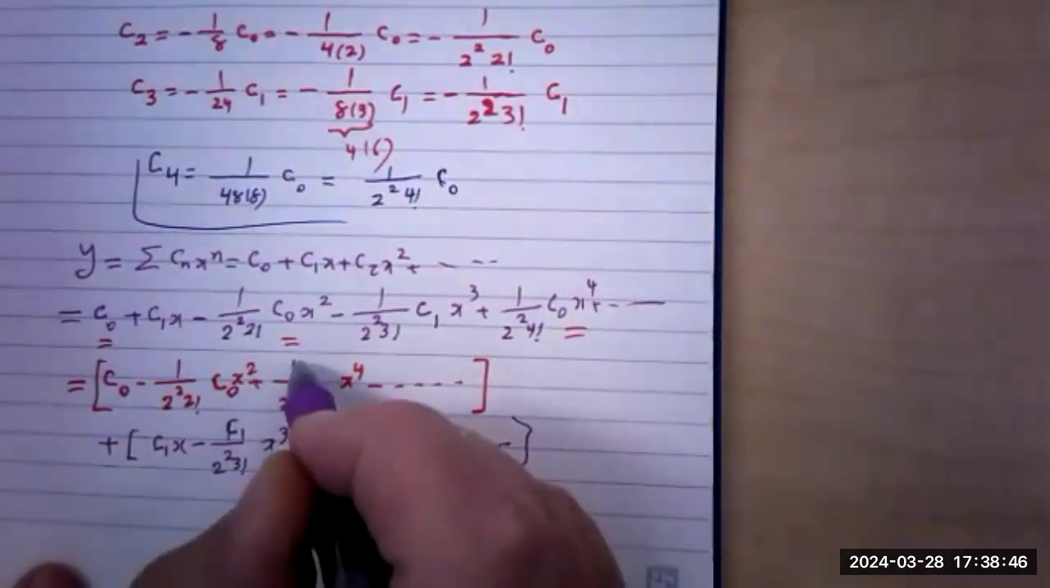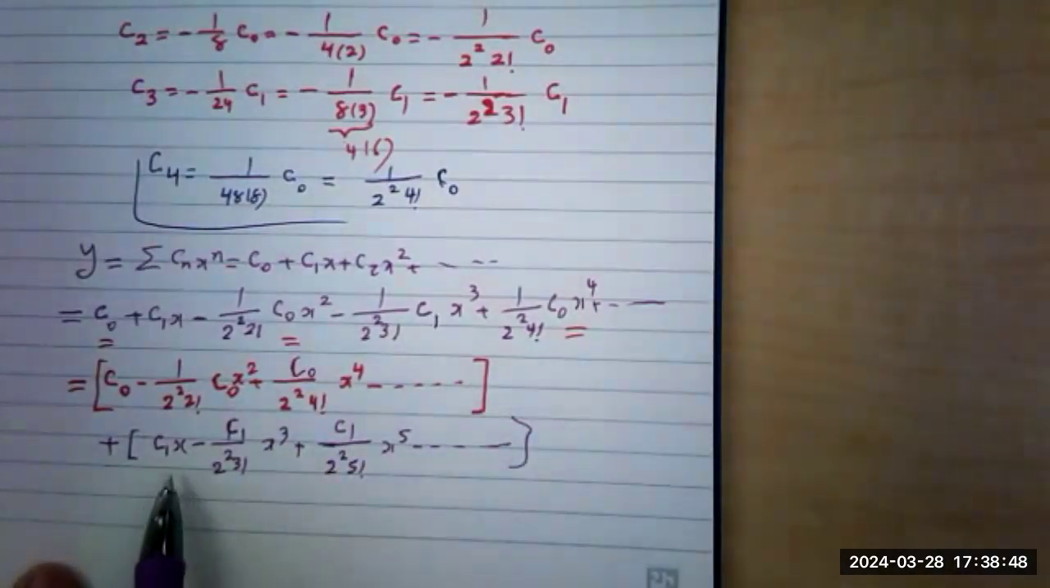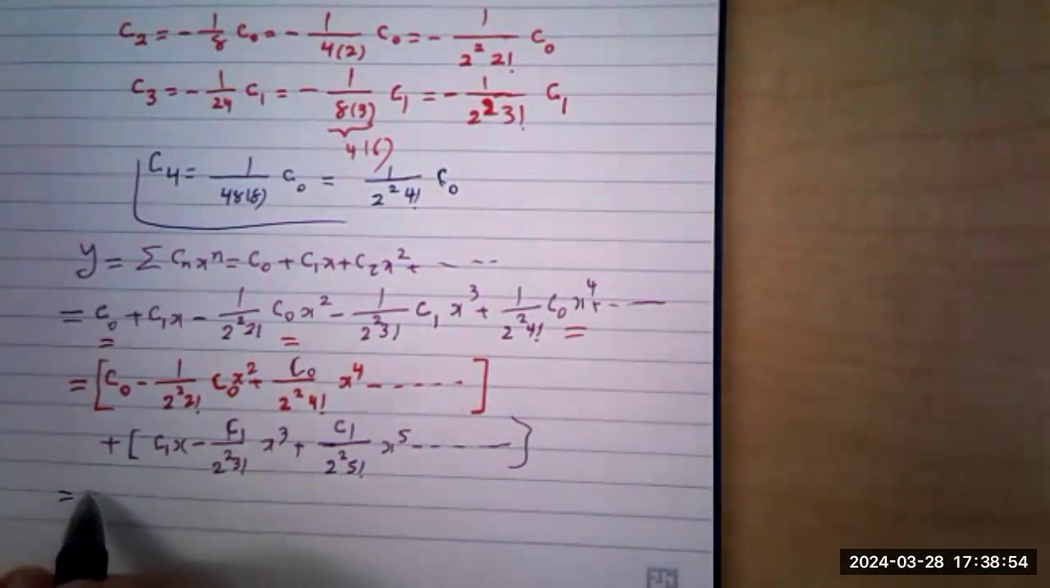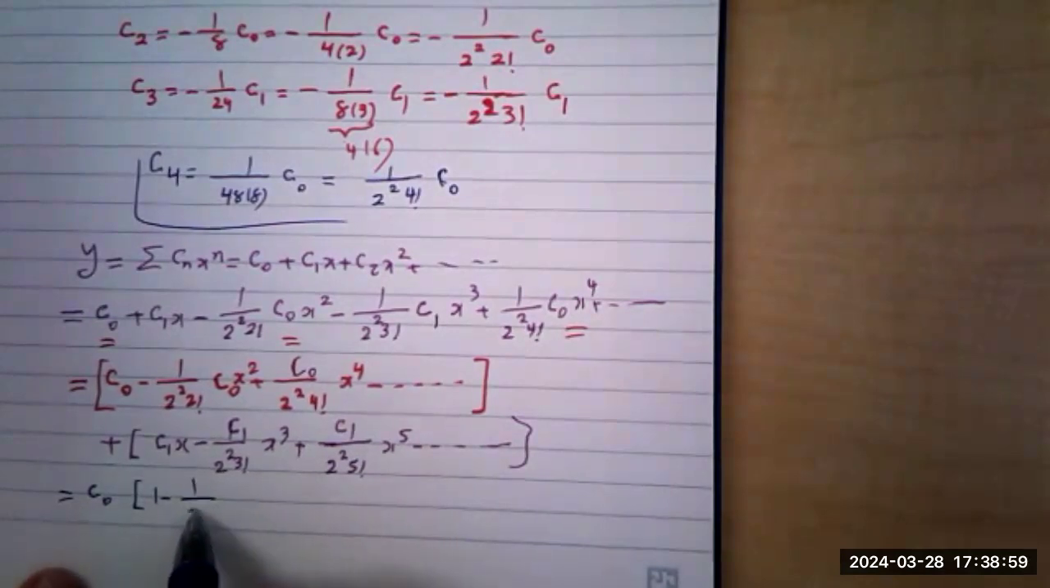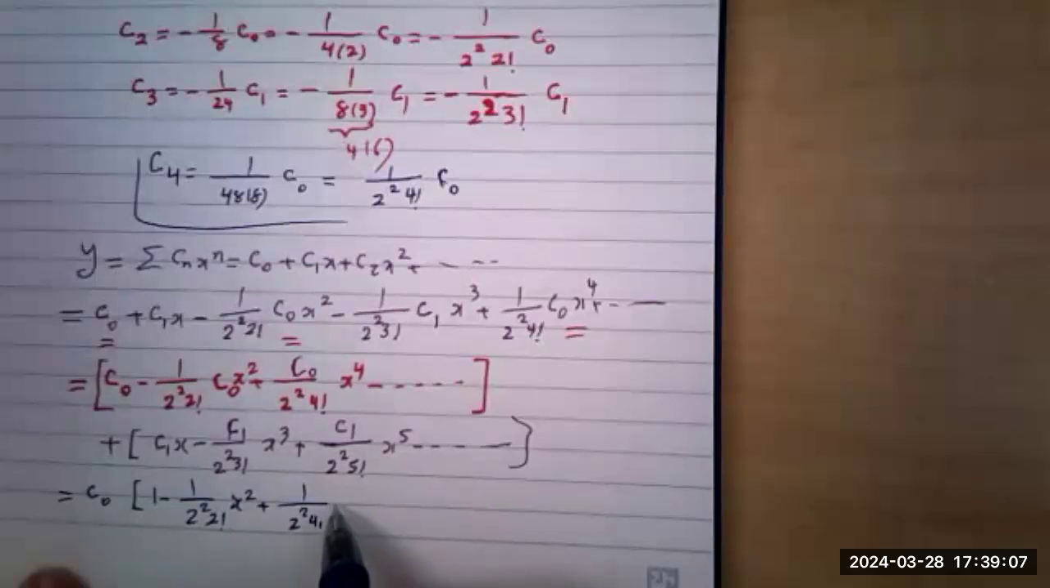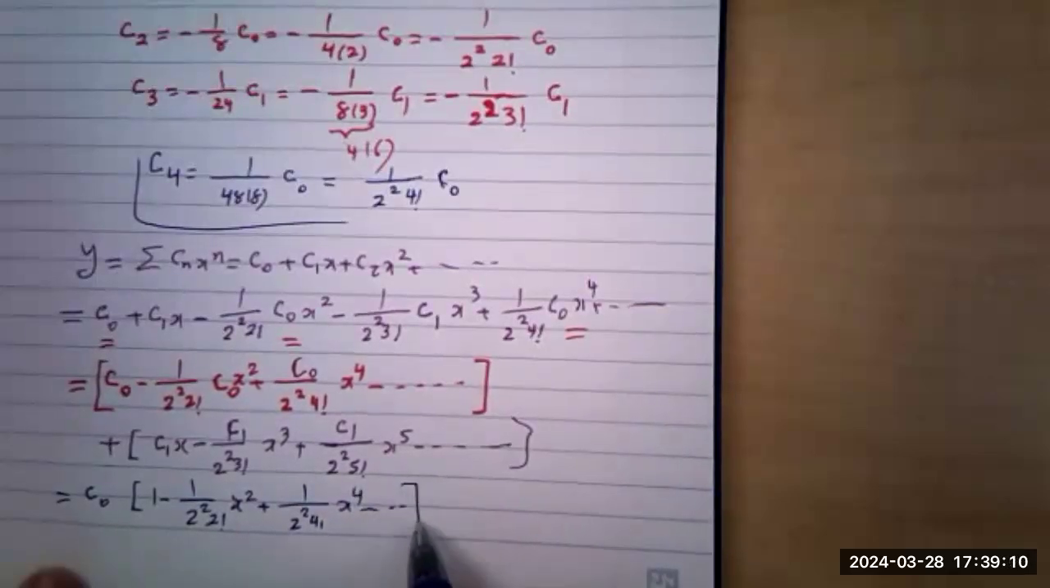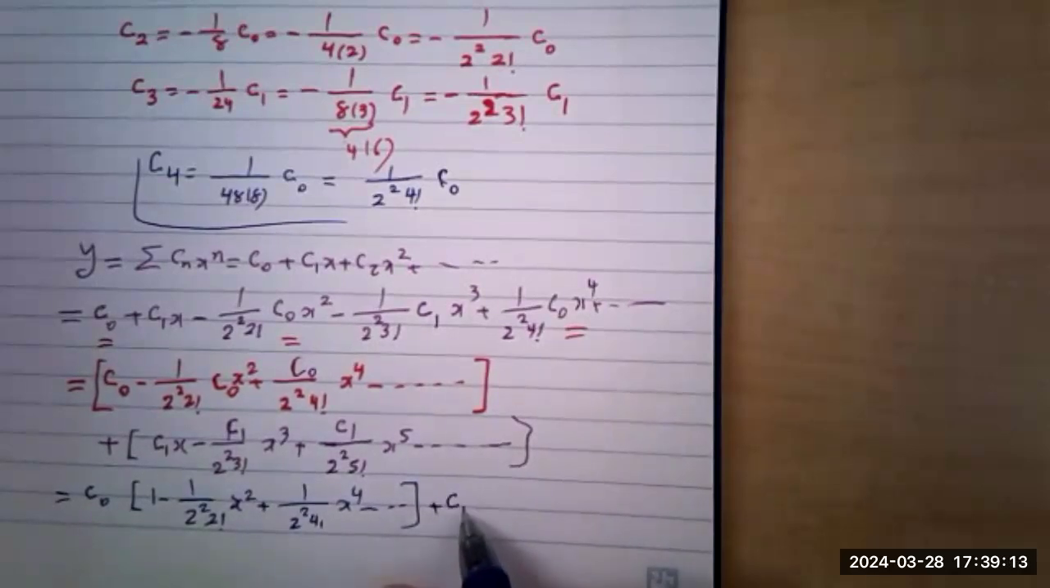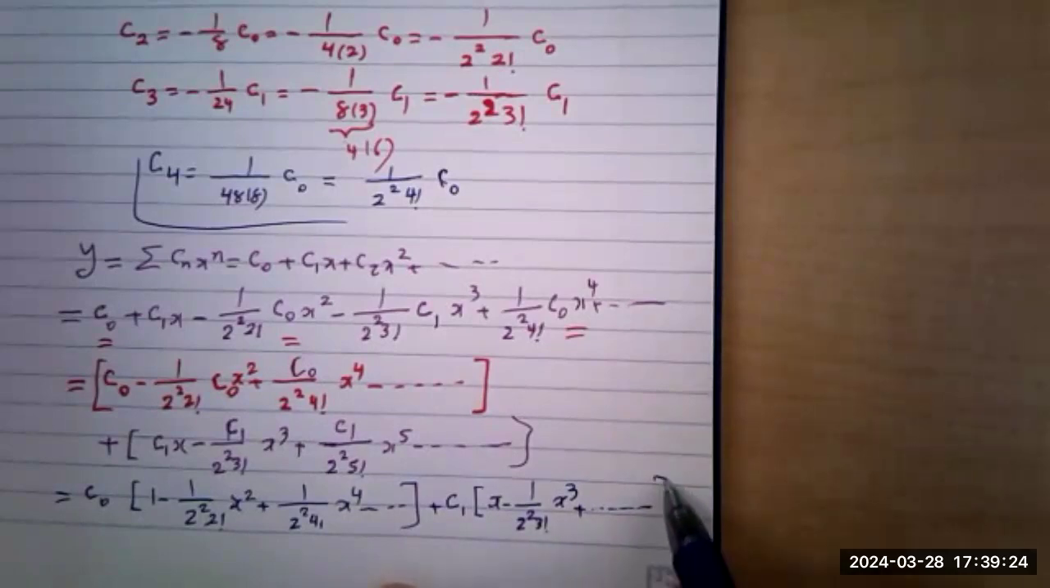And there is a C naught here too. It's C naught for all of them, and C1 for the others. Now you factor out the C naught from the first part. The leftover is going to be 1 minus 1 over 2 squared, 2 factorial, x squared, plus 1 over 2 squared, 4 factorial, x to the 4th. That's the first one. If you pull out the C1 from the second part, that gives x minus 1 over 2 squared, 3 factorial, x cubed, and those continue.